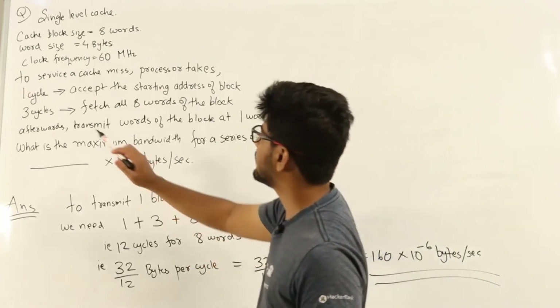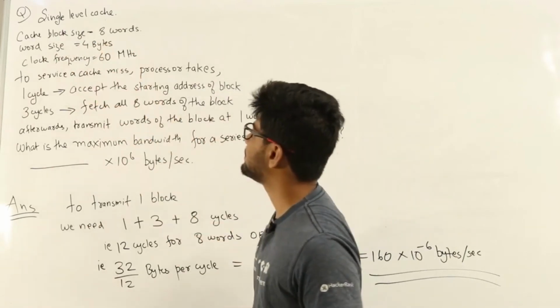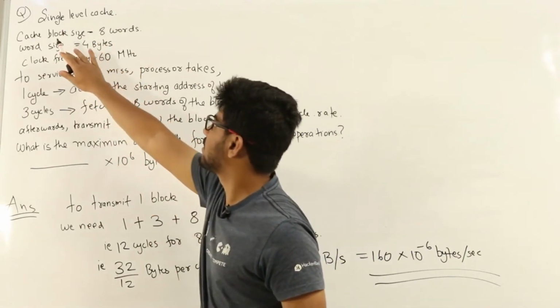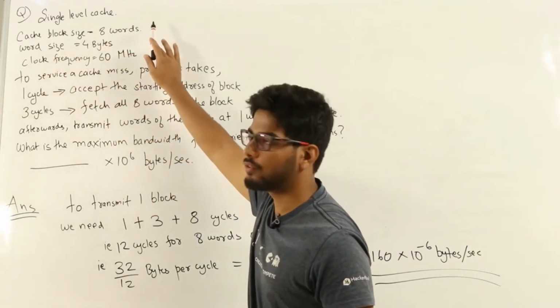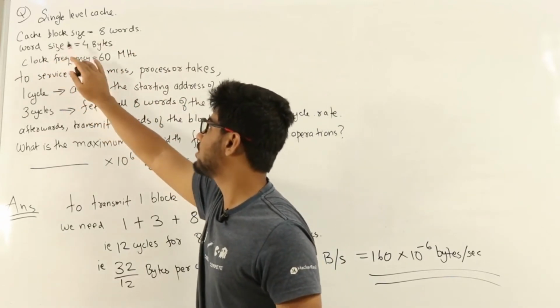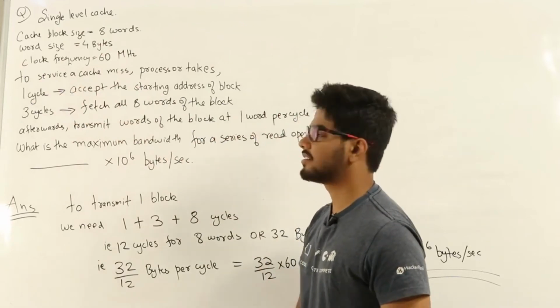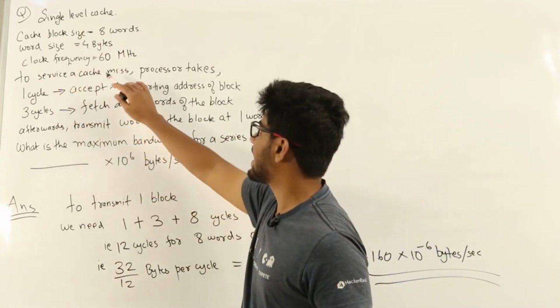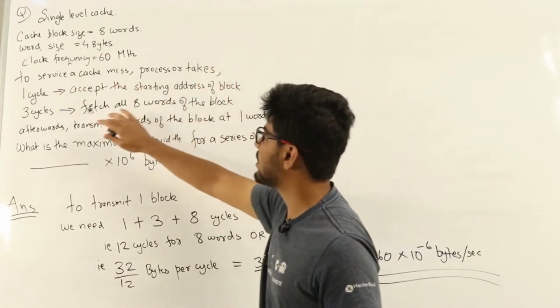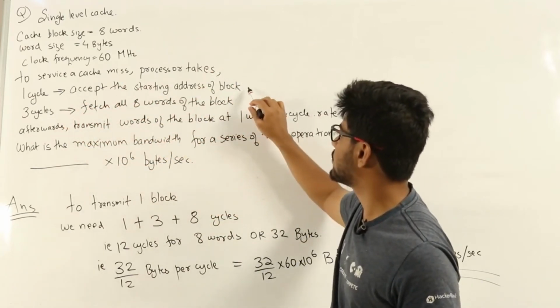In the question, they were giving us a single level cache, and the size of the cache block is 8 words, and the size of one word is 4 bytes, and the CPU clock frequency is 60 megahertz. So in order to service a cache miss, the processor takes 1 cycle to accept the starting address of the block.